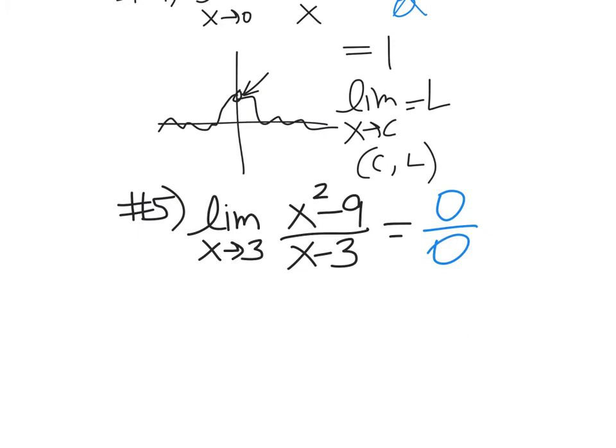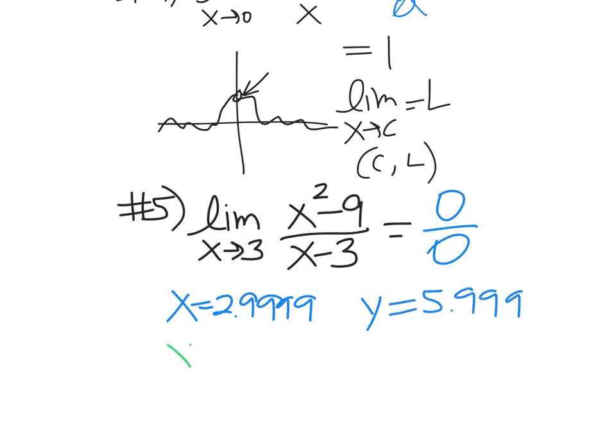Let me write this down. When we plug in x equals 2.99999, we got that y was 5.99999. When we plugged in x equals 3.00001, we got that y was 6.00001. We're zeroing in, trying to get closer and closer to x is 3. Now the answer is not either one of those. The answer to this is exactly 6.